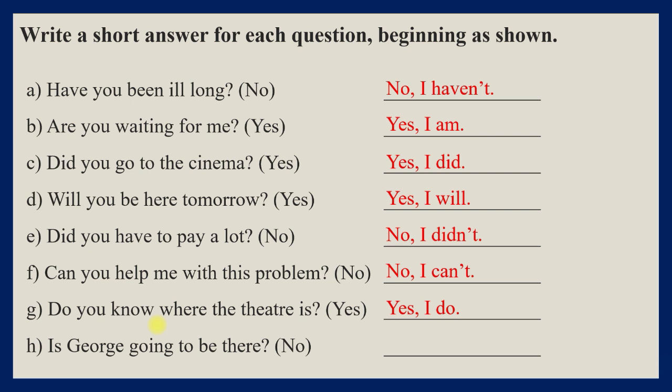H. Is George going to be there? No, he's not. Now remember, guys, in some cases we could use the contracted form like I didn't, but remember, in a short answer we cannot say yes, I'm, or yes, you're. We say yes, I am, or yes, you are.